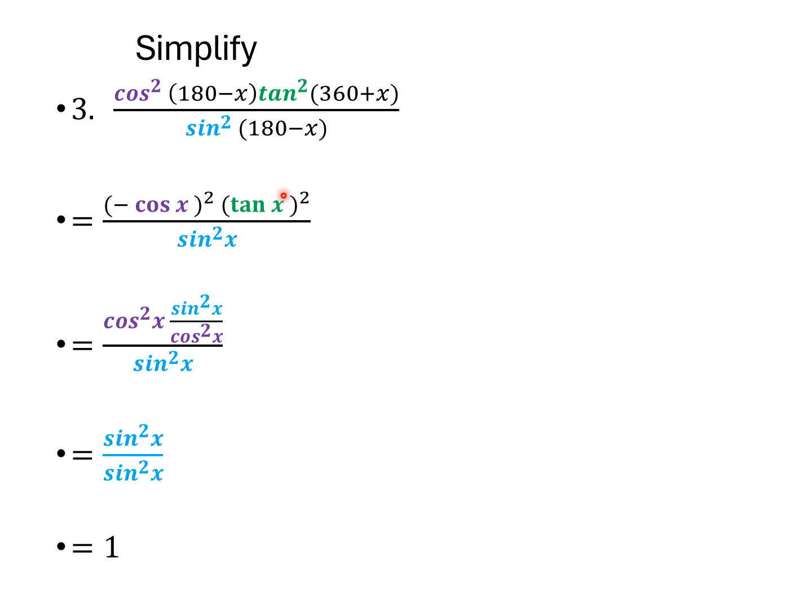Again, tan squared x becomes sine squared x over cos squared x, and then negative times negative becomes positive. Cos squared x and cos squared x cancel, so I'm left with sine squared x divided by sine squared x, which equals 1. Alright, so I hope you follow.